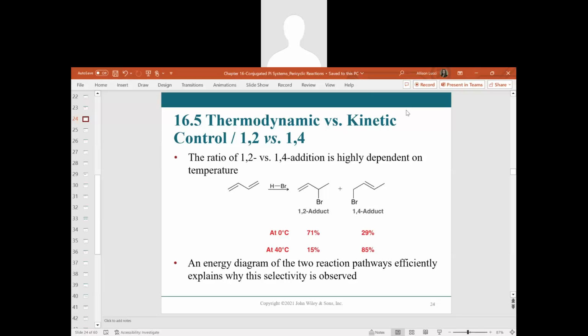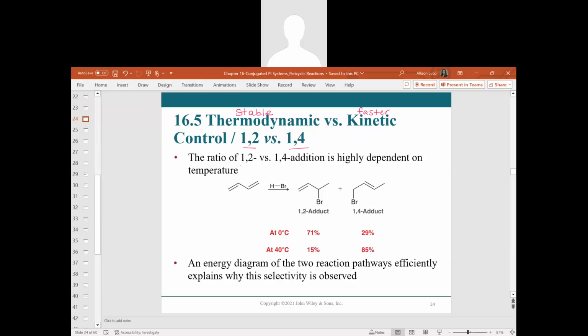In Chapter 16, Section 5, we're going to take a look at thermodynamic versus kinetic control, specifically with respect to the 1,2 addition products and the 1,4 addition product. So a thermodynamic control will generate the more stable product, and we'll see that a kinetic control will generate a faster product. So that's a way that we can differentiate between these two types of controls.